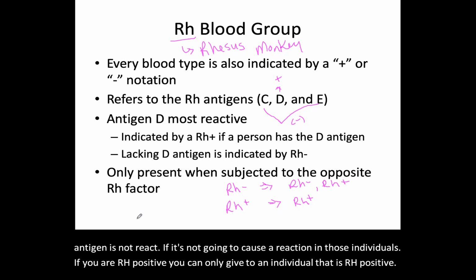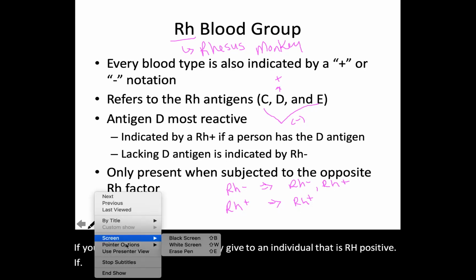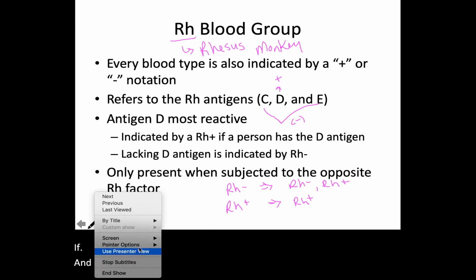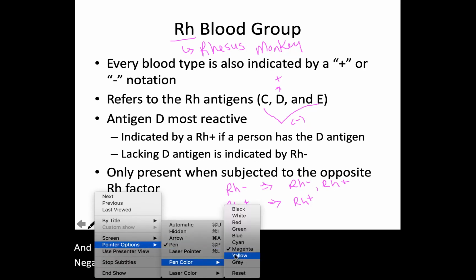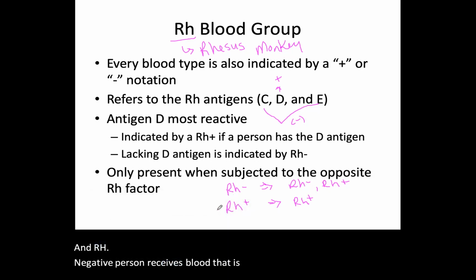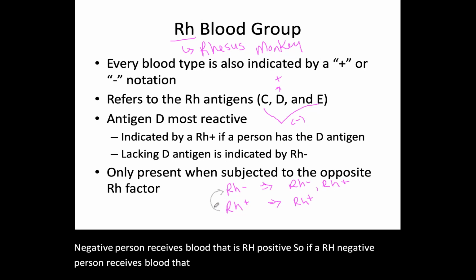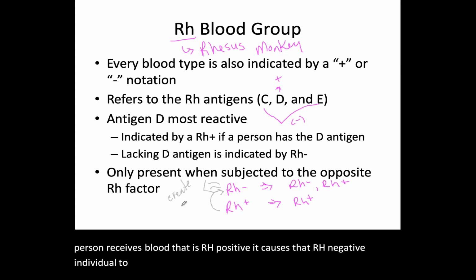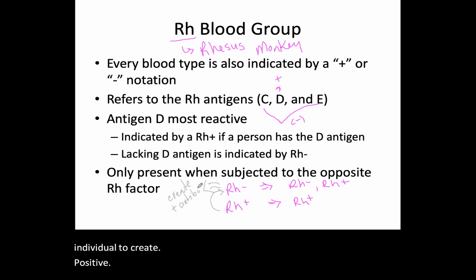If an Rh negative person receives blood that is Rh positive, it causes that Rh negative individual to create positive antibodies.